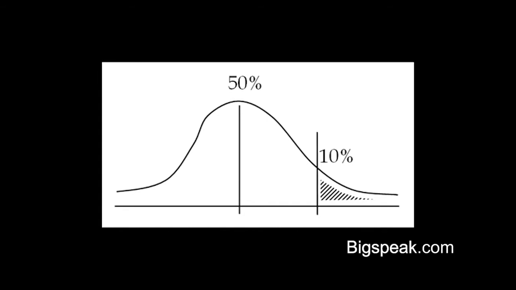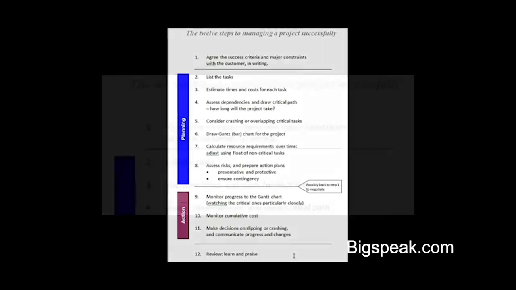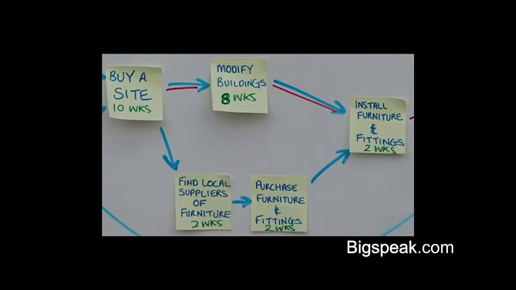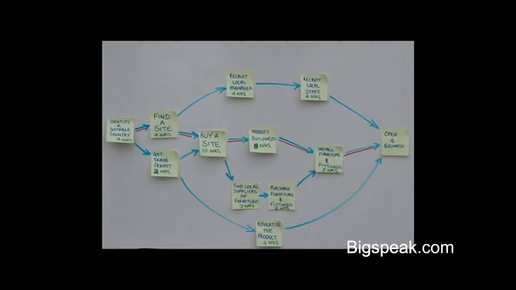So if you expect something to take 4 weeks, but it might take 6 weeks, then put 5 weeks as your estimate. Once you've got all the tasks listed and estimated, you can go to step 4, which is to produce a network diagram or critical path diagram. I quite often call this a post-it note diagram, because the best way to do it is to put all the tasks on post-it notes, stick them on a whiteboard or a big piece of paper, get them in roughly the right order, and then draw arrows connecting them so you know what comes after what.